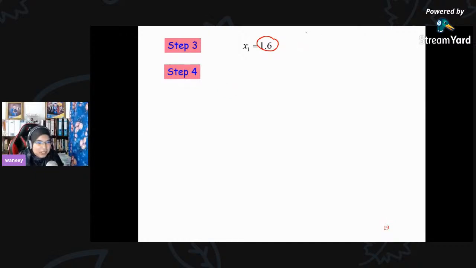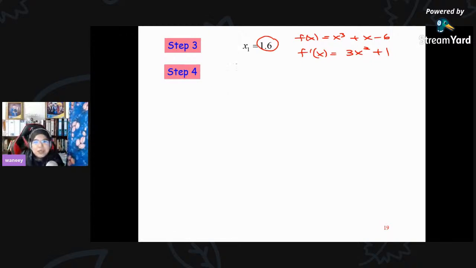Alah, saya dah terpadam lah pula function dia apa. f(x) is equal to x cube plus x minus 6. f prime is equal to 3x square plus 1. Okay. Right, so once you have your initial condition, guna calculator. Masukkan nilai 1.6. Lepas tu tekan sama dengan. Tadi dah clear semua kan? Okay, tekan 1.6 sama dengan.